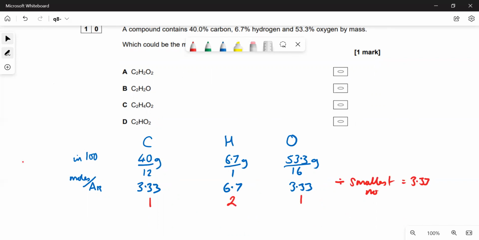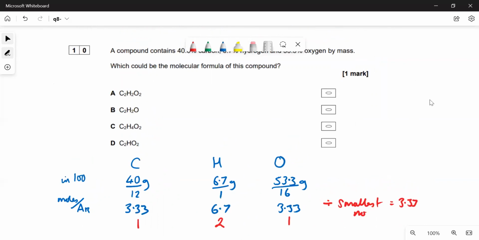So the empirical formula is then going to be CH2O. Right, so the molecular formula is going to be a multiple of that. They've all got two carbons, so that's going to be C2H4O2. C2H4O2, the answer is C.